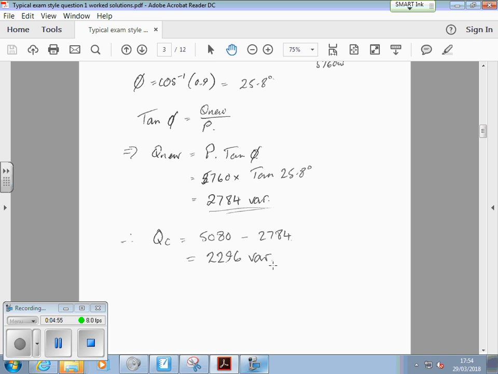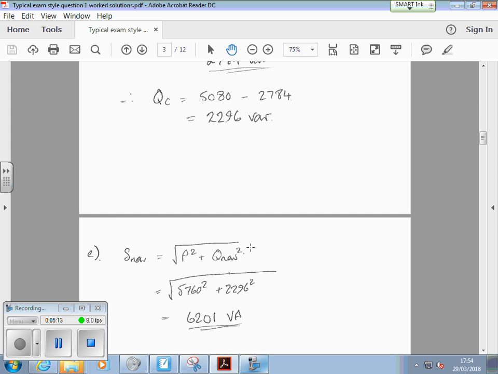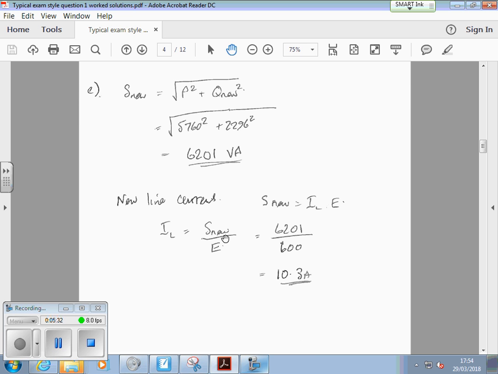So therefore, the Q due to the capacitor is 5,080 minus 2784, which is 2296 var. Full marks for that. And then it says, lastly, determine the new apparent power. You use the old P, because power doesn't change, with the new Q squared in Pythagoras' theorem to get 6201 VA. Yep, agreed. New line current, from S being I times E, rearranged, new line current is 10.3 amps. So by improving the power factor, we've gone down from 12.8 to 10.3.